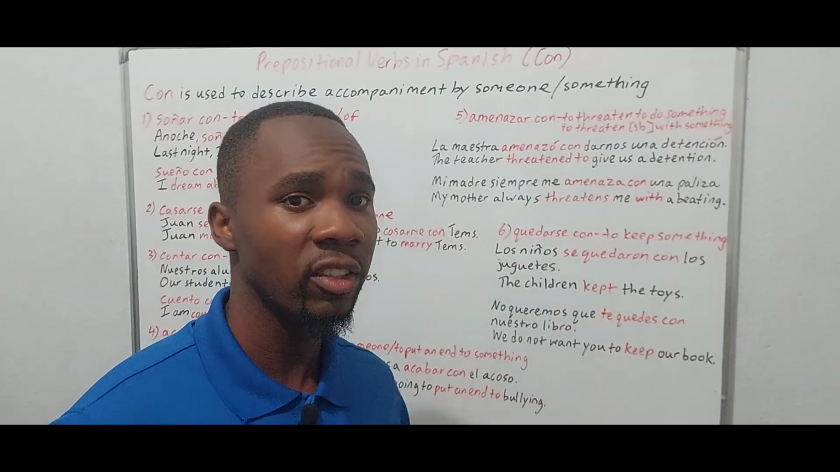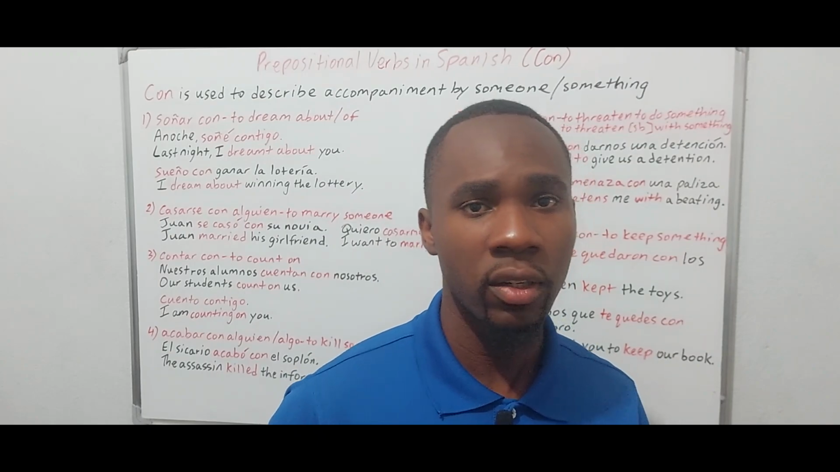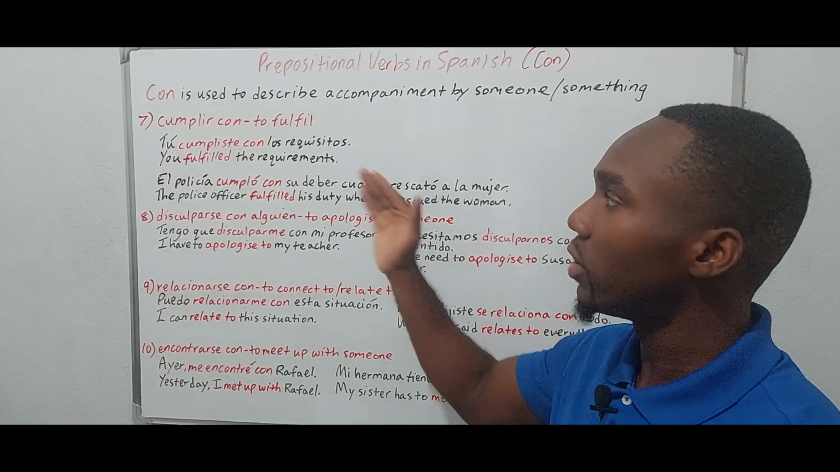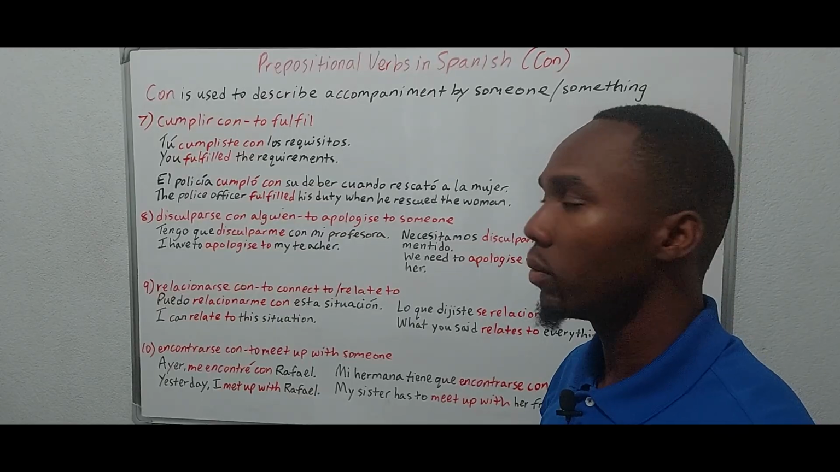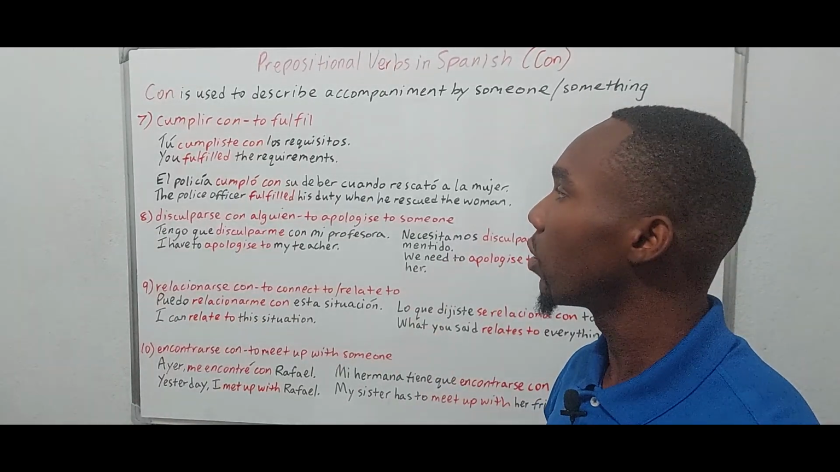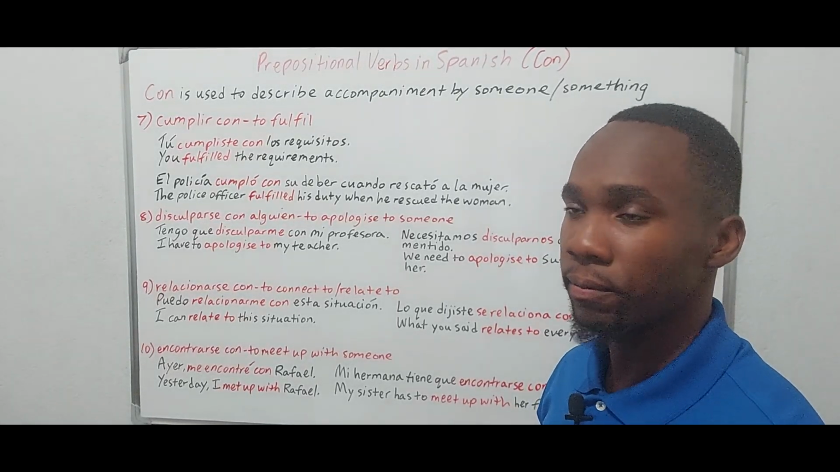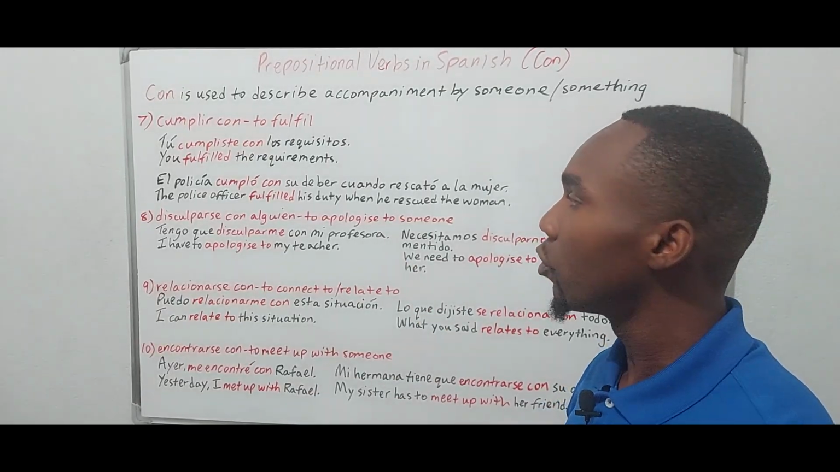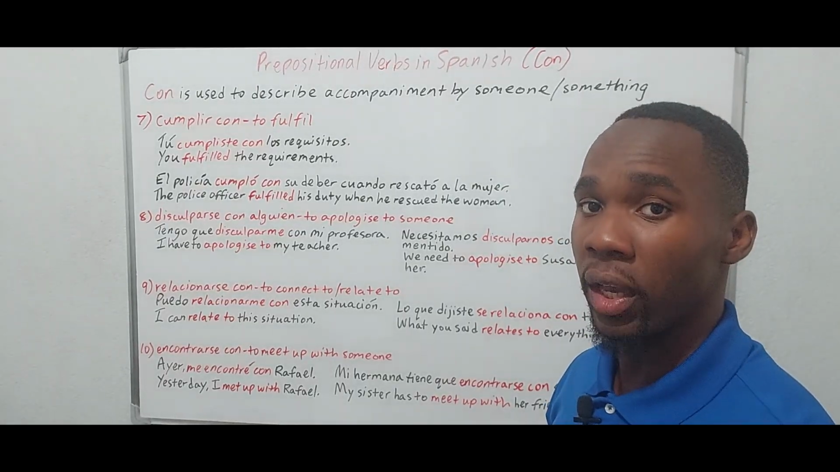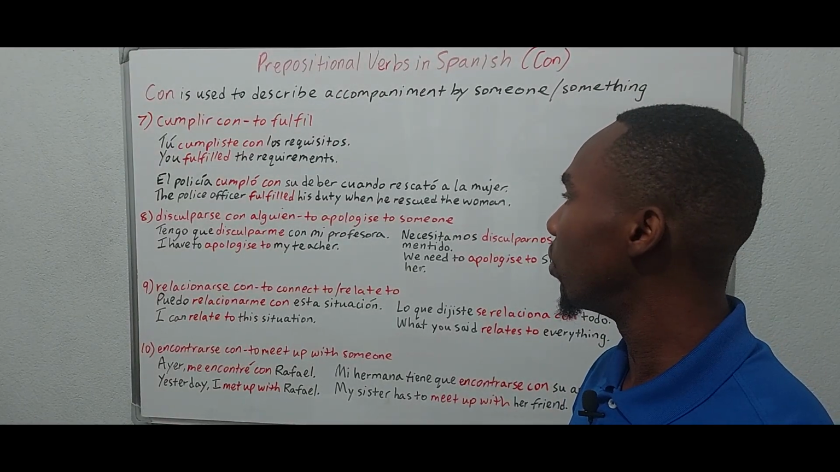All right? So, these are 6 prepositional verbs, or these are 6 verbs that require the preposition con, and we continue. Bueno, seguimos. Número 7. Cumplir con. That means to fulfill or to satisfy. Tú cumpliste con los requisitos. You fulfilled the requirements. El policía cumplió con su deber cuando rescató a la mujer. The police officer fulfilled his duty when he rescued the woman.